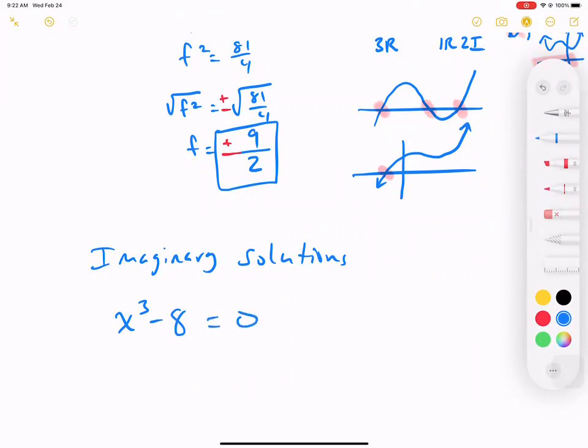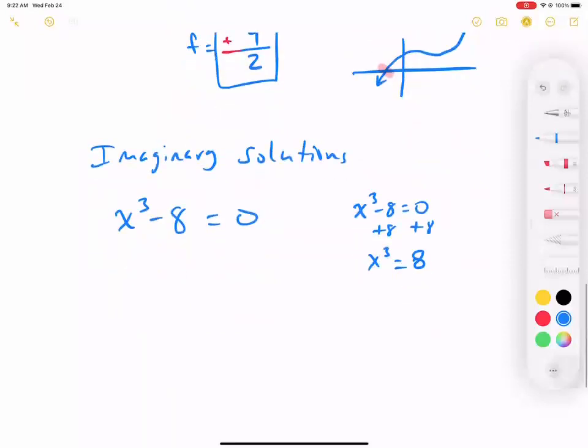And this seems pretty simplistic, right? X cubed minus 8 is equal to 0. Now, if I go ahead and just solve it, x cubed minus 8 is equal to 0. We add 8 to both sides. X cubed is equal to 8, right? And you take the cube root of both sides, and that will give you x is equal to 2. And that is completely the right answer. Yes, that's right. X is equal to 2.